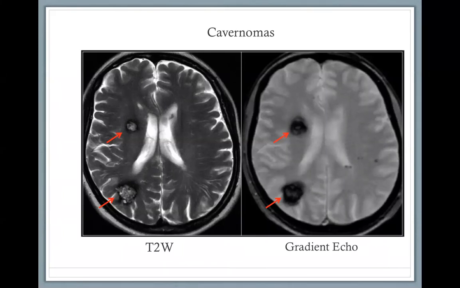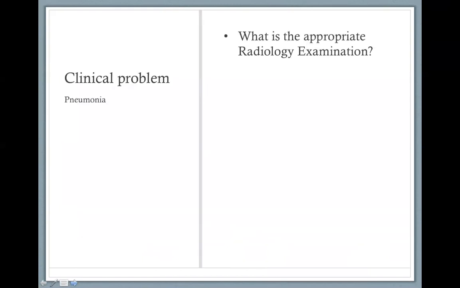So in the brain, there are different sequences that can be used, anywhere from T1, T2, FLAIR to see edema better, contrast to identify lesions, and gradient echo to see lesions that have ferromagnets within them, including cavernomas or cavernous hemangiomas.